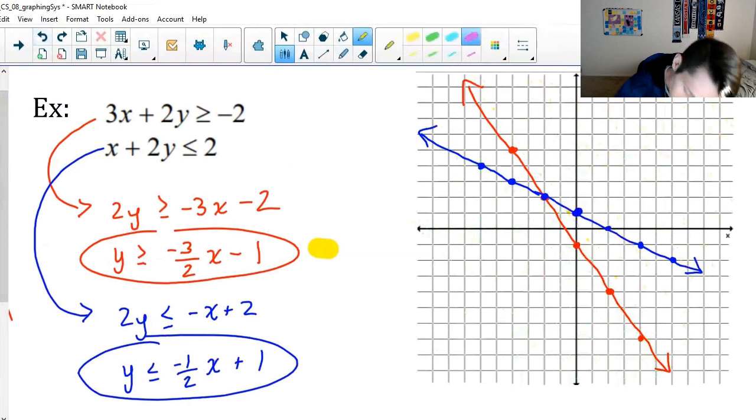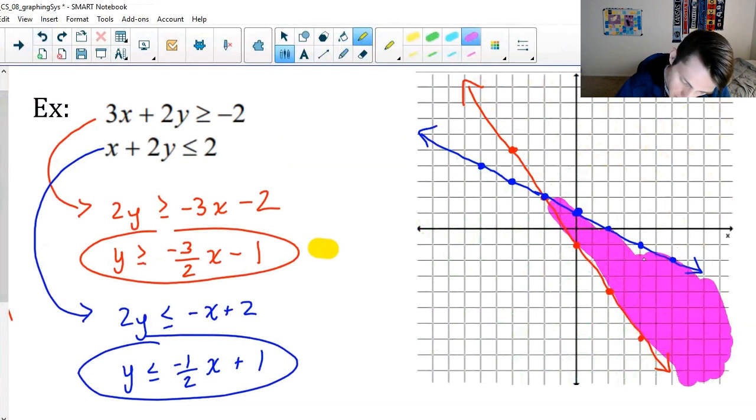Okay, so actually, I'll just shade this region right here. This is the only spot that fits both criteria, above the red line and below the blue line.